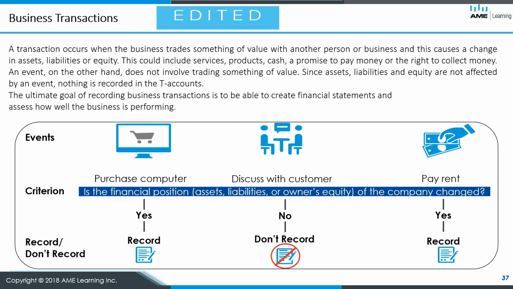Okay, let's look at some business transactions here. So this is relatively straightforward, I think, and nothing too complex. This is just saying, what is a business transaction? It's just when a business trades something of value with another person or business and causes a change in assets, liability, or equity, but doing business essentially, right? So this could be, as we mentioned before, selling services if you're a service business, selling products, incurring debts between each other, all those kind of things.